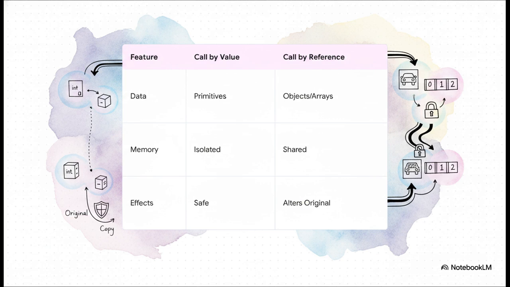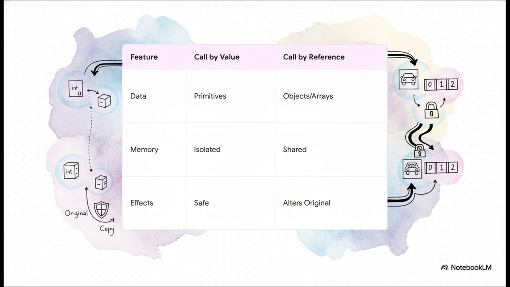When you use call by value, which happens with primitive data types like int or float, Java creates a safe duplicate copy of your data and hands it to the method. They exist in completely separate memory spaces. So whatever the method does to the copy, your original actual parameters remain completely untouched and safe.